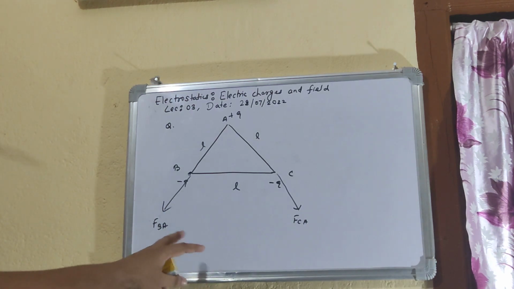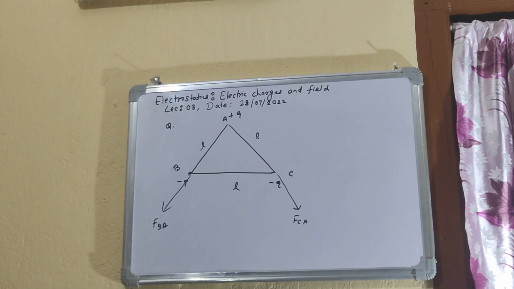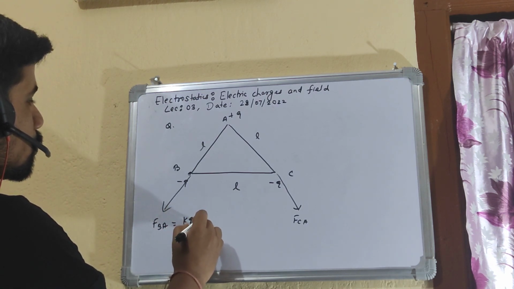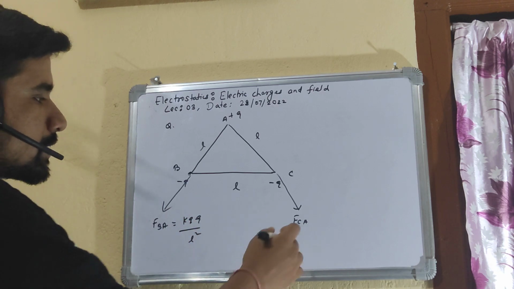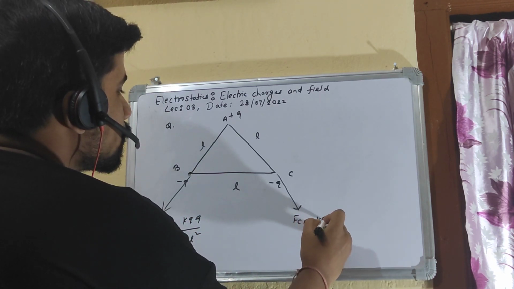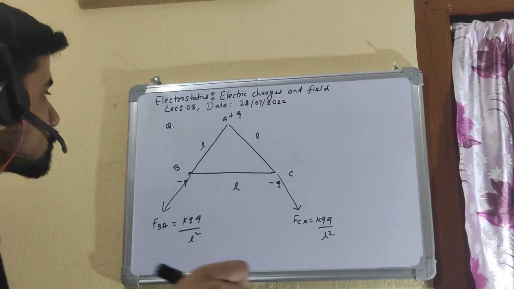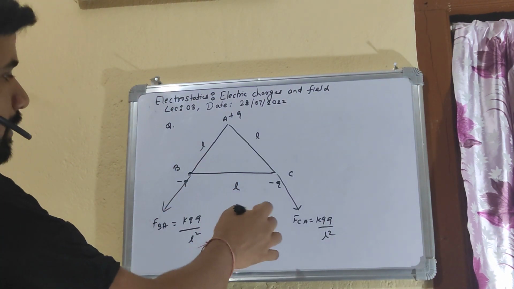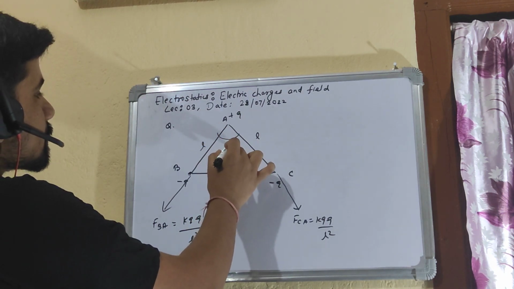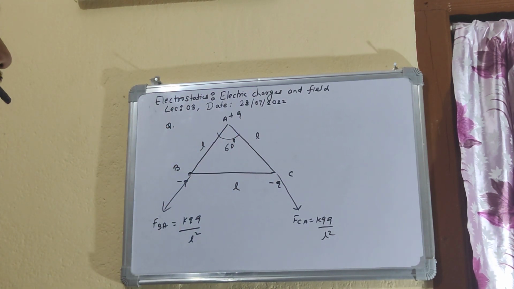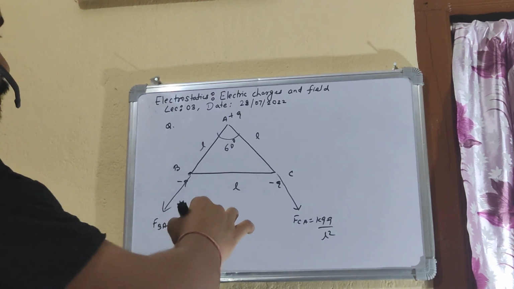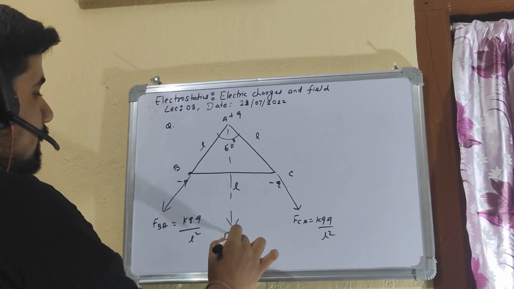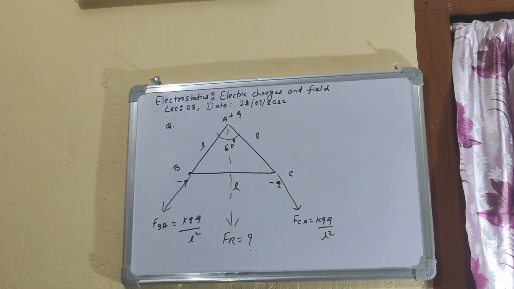Now we can find the magnitude of these forces according to Coulomb's law. This is KQ upon L square, and this is again KQ by L square. These two forces vectorially are in these directions, and the angle between them is 60 degrees, which is the angle of the equilateral triangle. Now you can easily calculate the resultant force, which would come somewhere around here, F resultant.